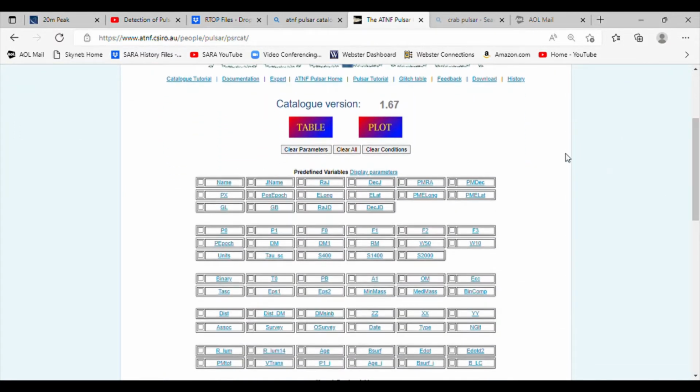Now what we're going to do is do a selection. We'll select name, right ascension, declination, period P0, dispersion measure DM, and since we are dealing with the 20-meter telescope, which has a 1400 megahertz feed on it, we'll select signal strength for 1400 megahertz.